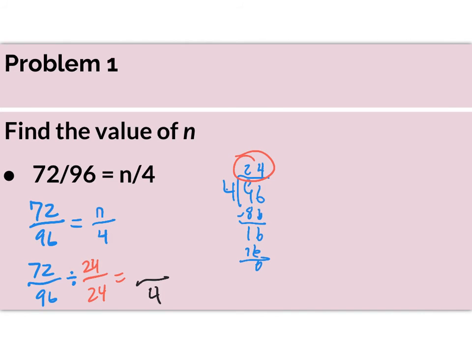Or what we can do to make it faster is just take multiples of 24. So 24 times 1 is 24. Adding another 24 gives us 48. And adding another 24 gives us 72. So 72 divided by 24 gives us 3. And if you do the division on a calculator, you will see that 72 divided by 96 will give you the same decimal as 3 divided by 4.